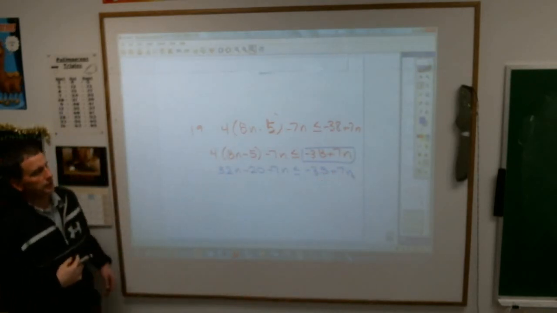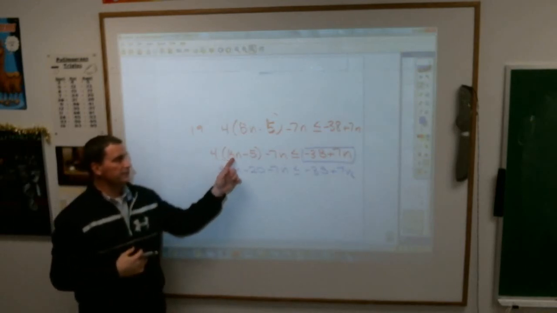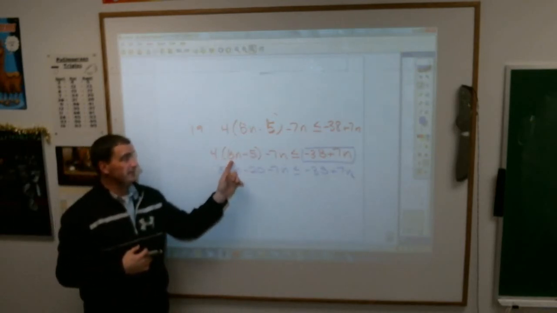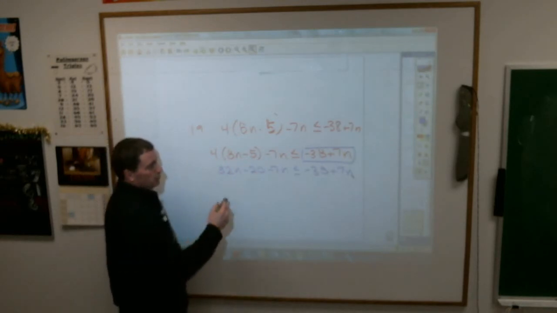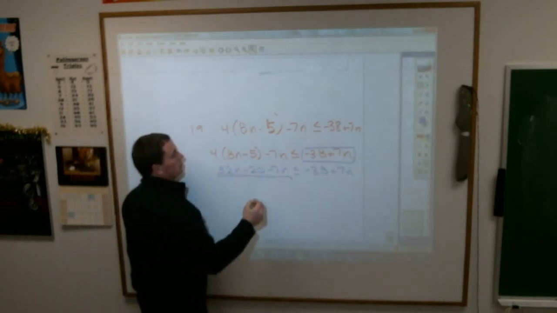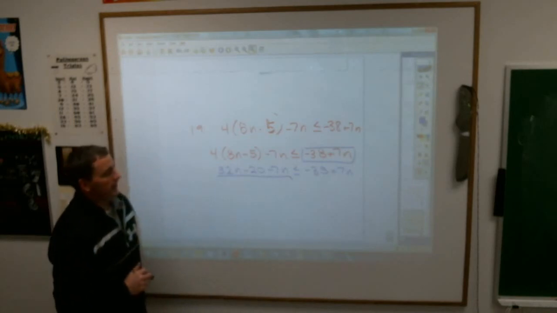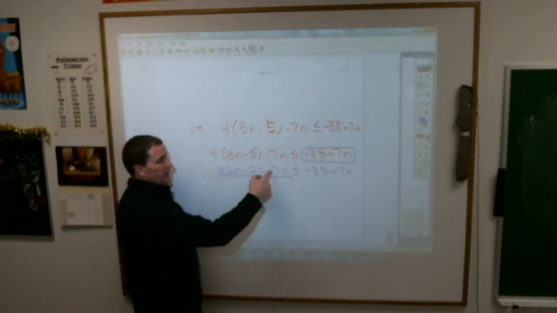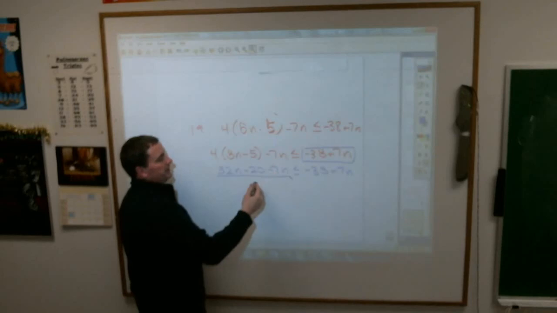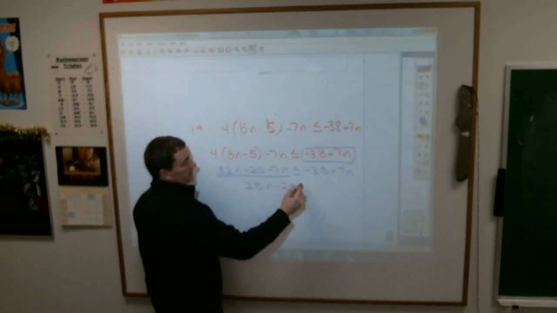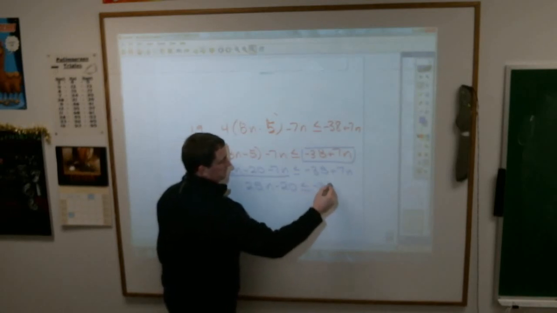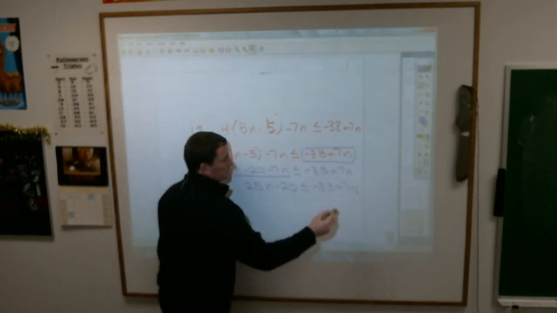So once you do the distributive property here, you get 32n minus 20, 8 times 4. Oh, there's a 4 out there. Then you can combine the two n terms. 32 minus 7 is 25n minus 20. Then you minus 7n and plus 20.